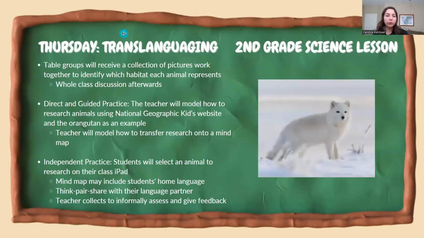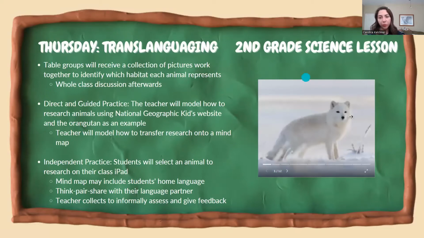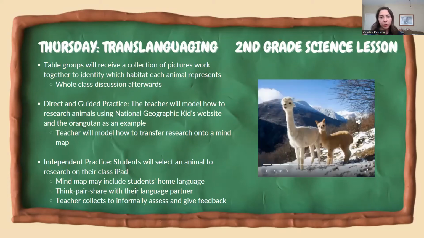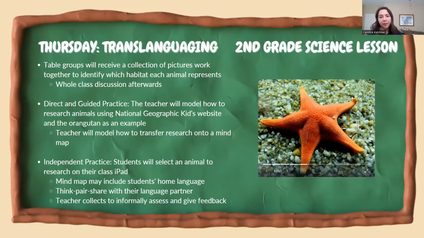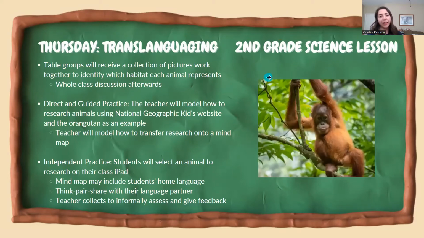Thursday introduces translanguaging strategies. So to kickstart the lesson, table groups will receive an envelope of these pictures here. Students will look at the picture and try and identify which habitat is being represented, and then as a whole class, the teacher will review how students connected the images and provide feedback.